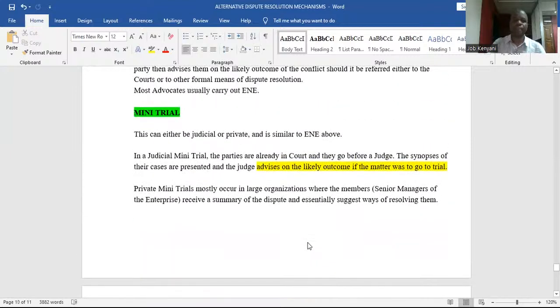Then we've said a mini trial. It is where the judge advises on the likely outcome of the matter if it was to go to trial. So you can summarize it like that: it is where the judge advises on the likely outcome of the matter if it was actually to go to trial.